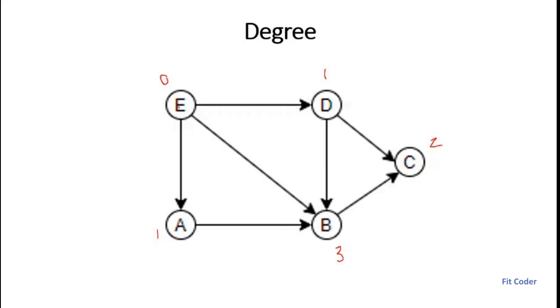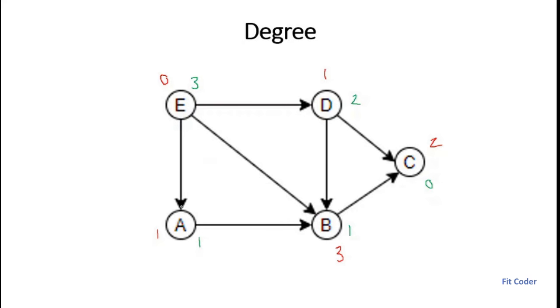And what is the out degree? So the out degree for E, out degree for D, out degree for C, out degree for B, out degree for A is 1. So for each vertex we have computed the in degree and out degree of the vertex.